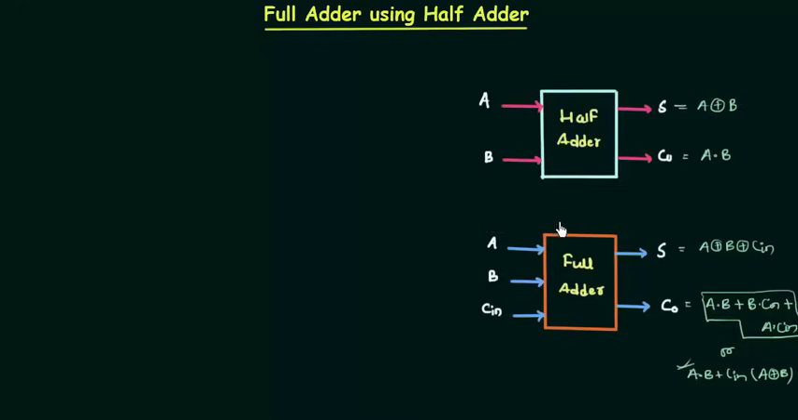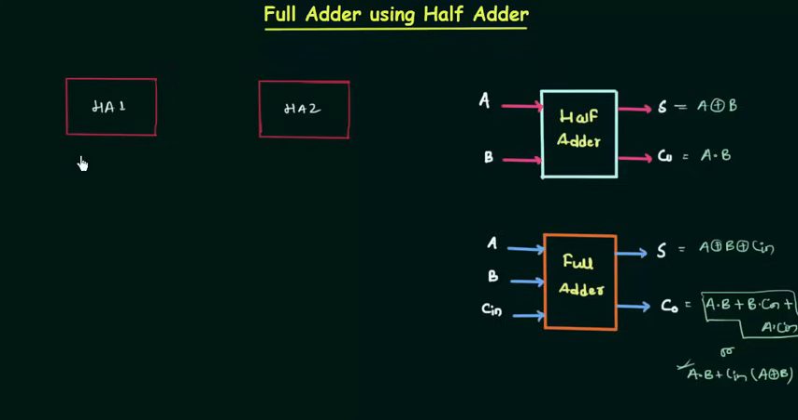So how many half adders do we require to obtain the full adder? We need 2 half adders to obtain 1 full adder. So let's make 2 half adders quickly. This is the first half adder, and I will copy this and paste it again. So these are the 2 half adders. I will name them half adder 1, half adder 2.